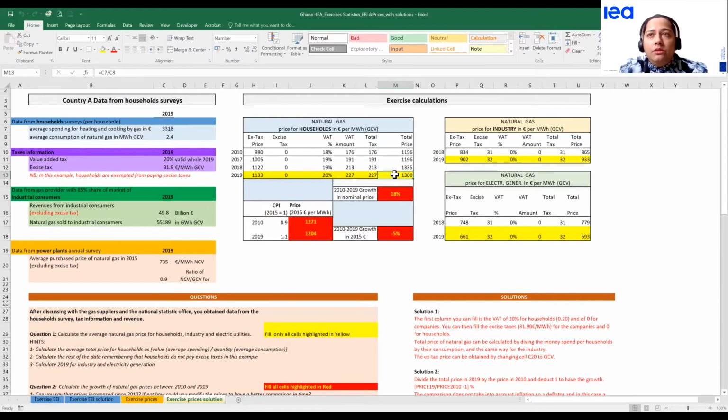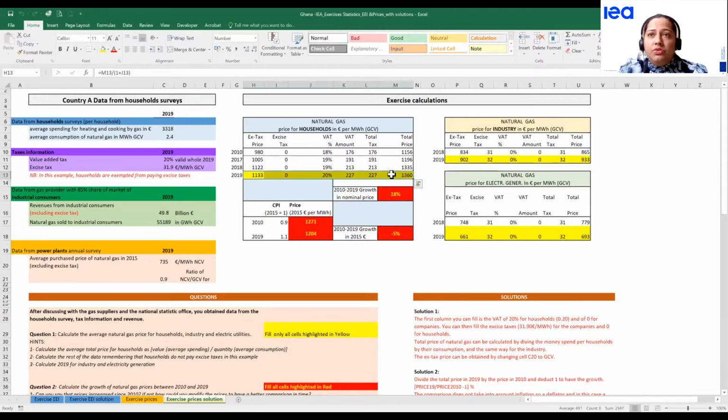So that's the total price paid in euro per megawatt hour. You know the total price, you know the VAT percentage, so we need to back calculate the ex-tax price using that information. You take your total price and divide it by 1 plus 20% because we are back calculating, and you get your ex-tax price. The VAT amount is 20% of the ex-tax price, so you get 227 euro. Your total tax is equal to your VAT amount because there's no excise tax.